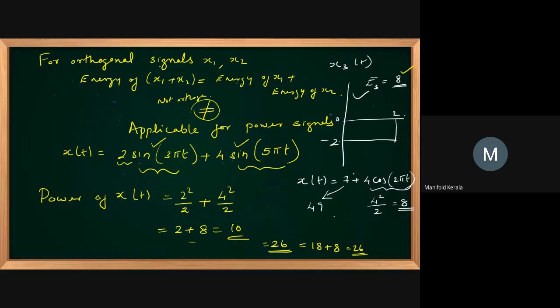Okay, for this DC part, power is 49. For this AC part, power is 8. Now my question is whether you can add 49 plus 8 and write the total power is equal to 57. Is it possible or not?